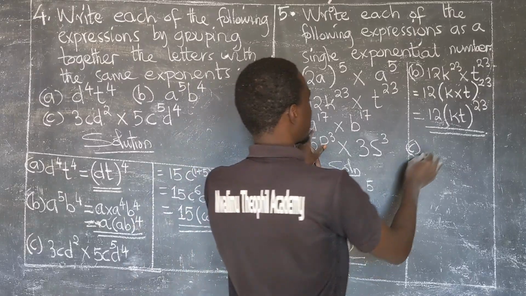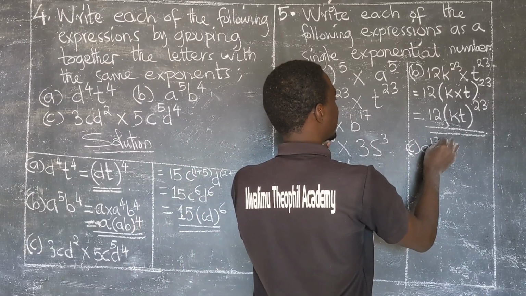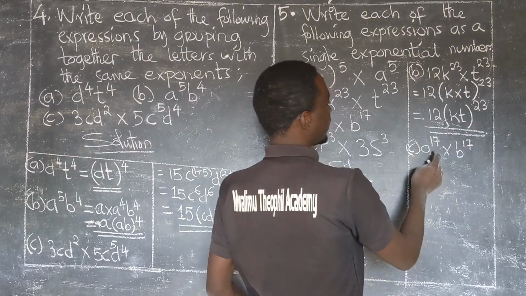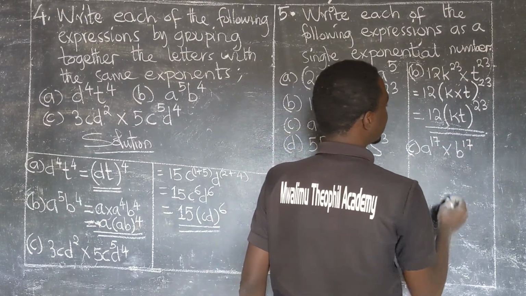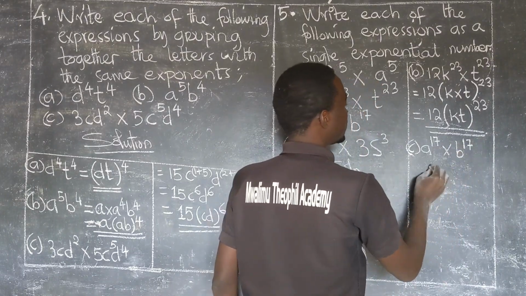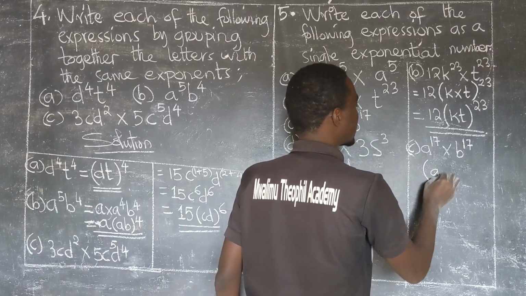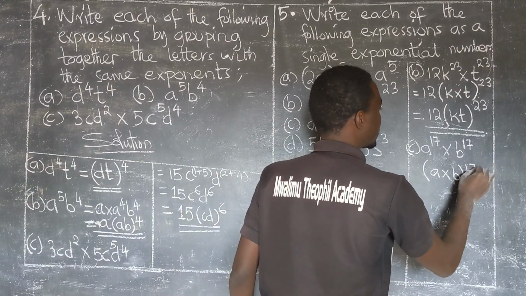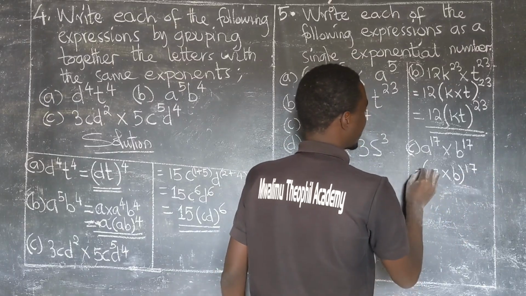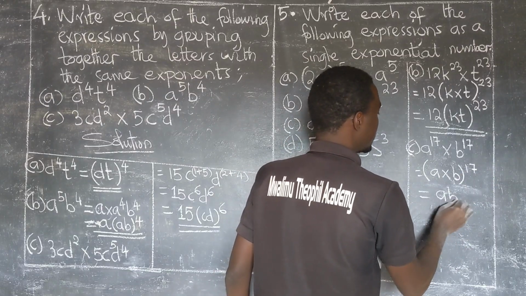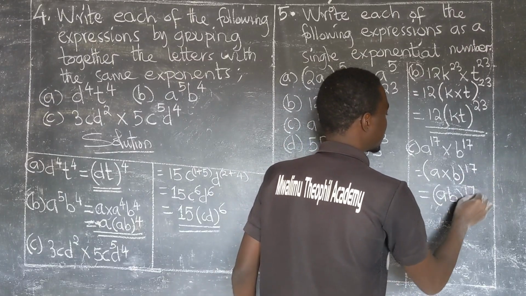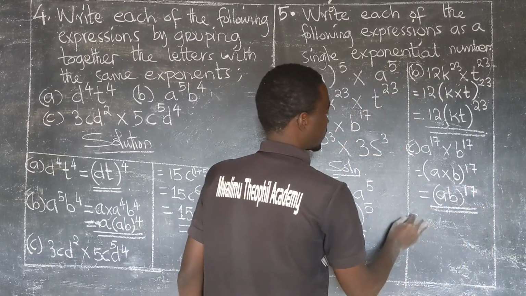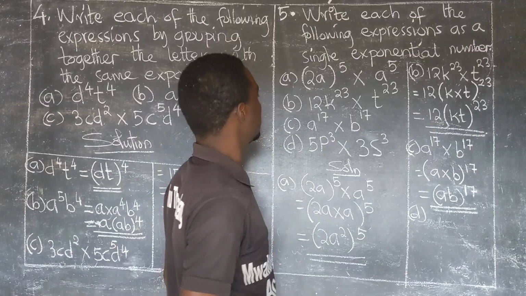In C, we are given a raised to 17 times b raised to 17. As a and b have the same exponent, we open the bracket and just multiply a and b, and we write a single exponent which is 17. That will give us (ab) raised to 17. This is the answer.